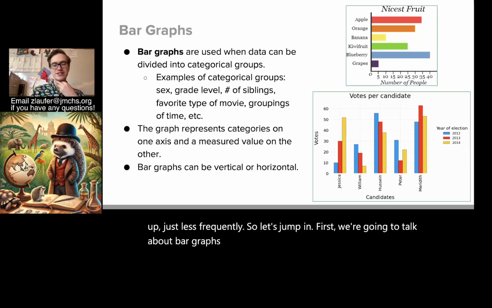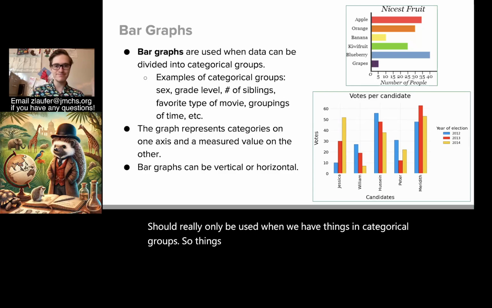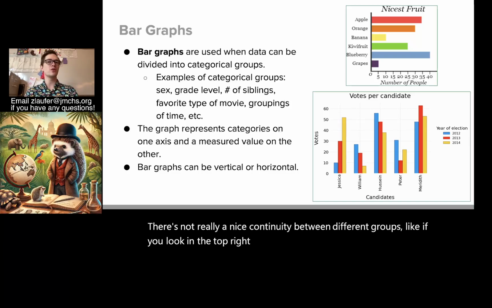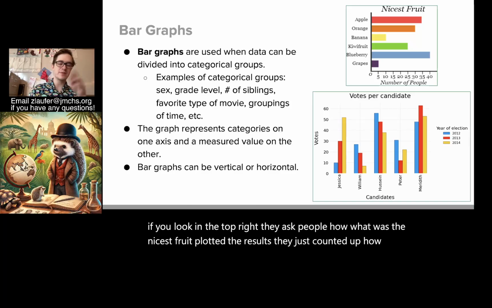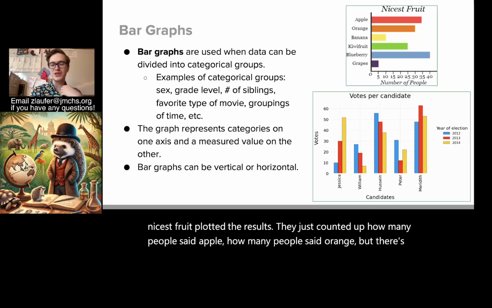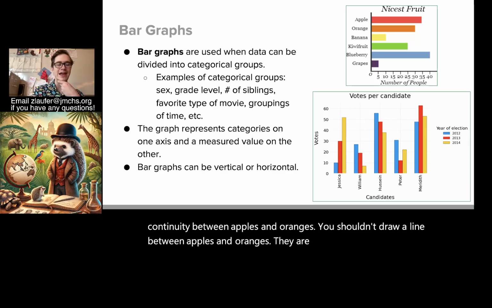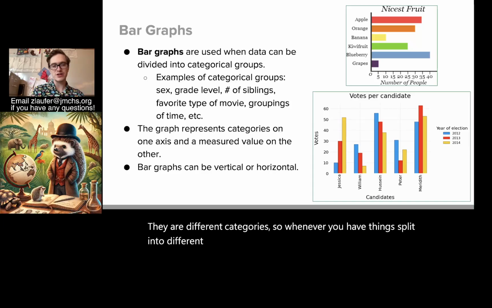Bar graphs, I see students get tempted to use them more often than they should. They should really only be used when we have things in categorical groups. So things where there's not really a nice continuity between different groups. Like if you look in the top right, they asked people what was the nicest fruit, plotted the results. They just counted up how many people said apple, how many people said orange. But there's no continuity between apples and oranges. You shouldn't draw a line between apples and oranges. They are different things. They are different categories. So whenever you have things split into different categories, you should be using a bar graph.